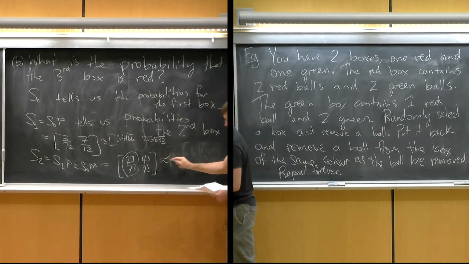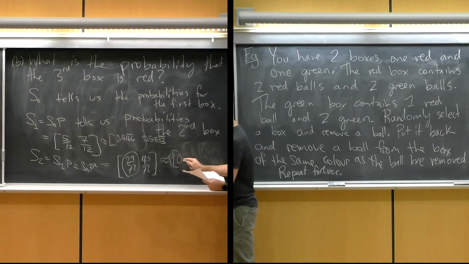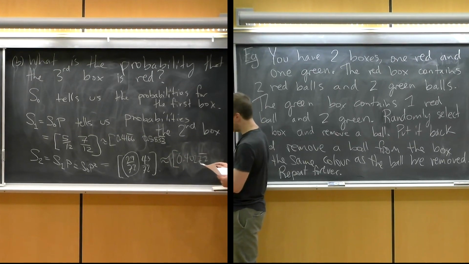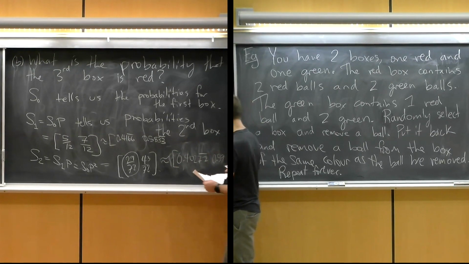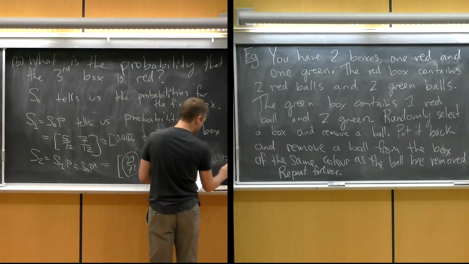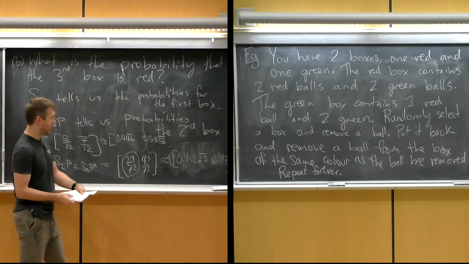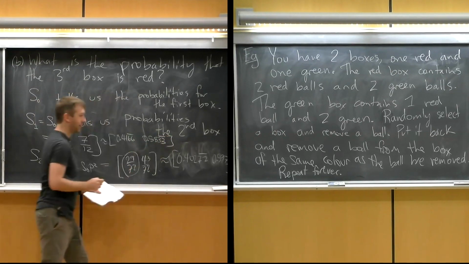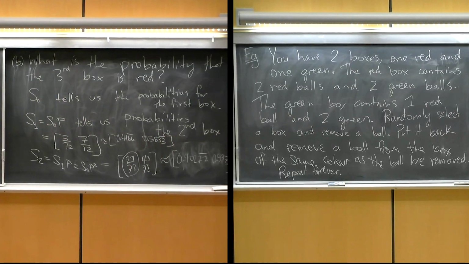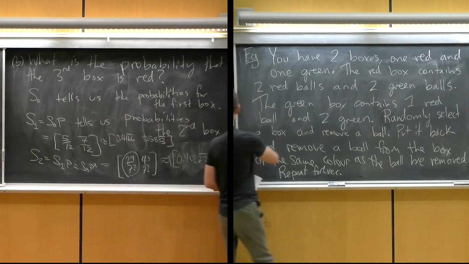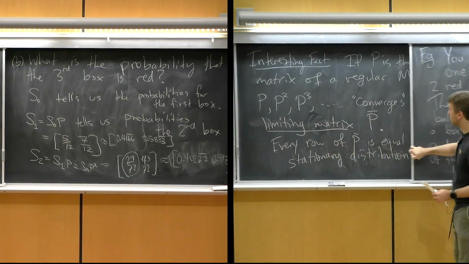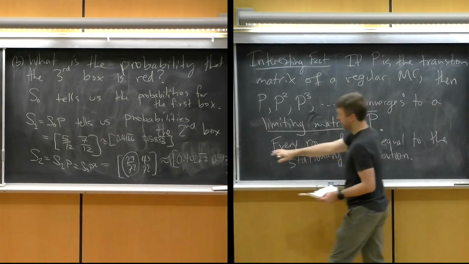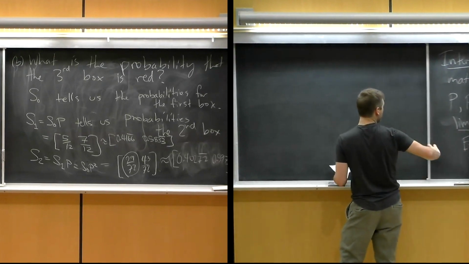So these numbers, by the way, are roughly 0.40277 repeating, and then 0.59722 repeating. Okay, these numbers aren't so relevant right now, but it'll become relevant in a minute. Okay, any questions about this? Okay, so let's now find the stationary matrix.